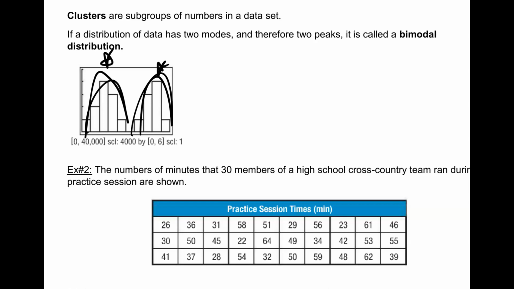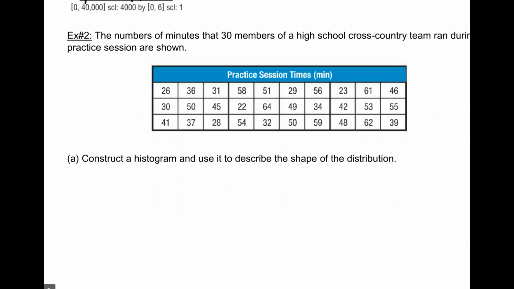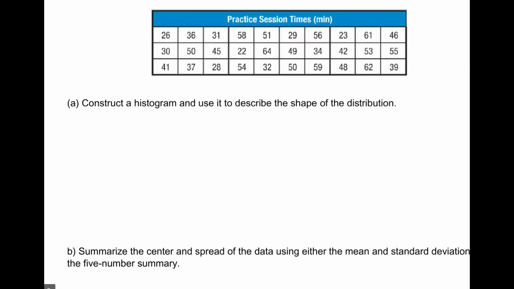The number of minutes that 30 members of a high school cross-country team ran during a practice session are shown. Construct a histogram and use it to describe the shape of the distribution. I wonder what it will look like considering what I just taught you. Have any guesses? What will it be?